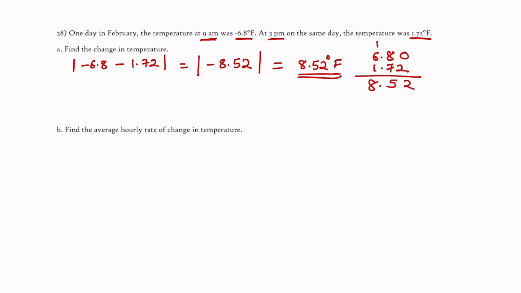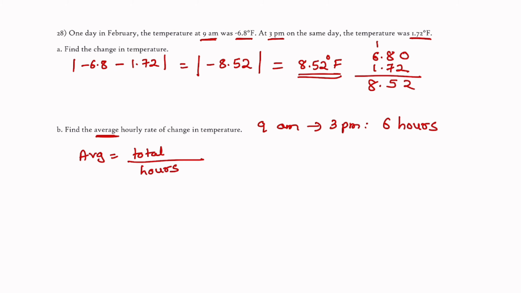to 3 p.m. Find the average hourly rate of change. How much time did it take from 9 a.m. to 3 p.m.? It's 6 hours. In 6 hours, the change is 8.52. So per hour average, right? Per hour, what is the change? And how do we find the average? It's the total change over the number of hours it took to change that much. So the total change is 8.52 and the hours it took is 6, that's how you get the average here.